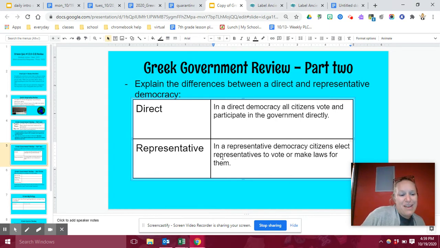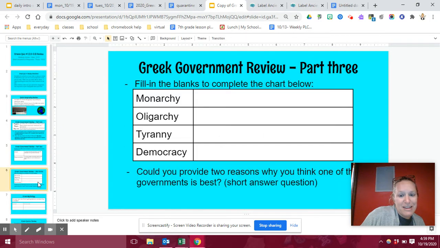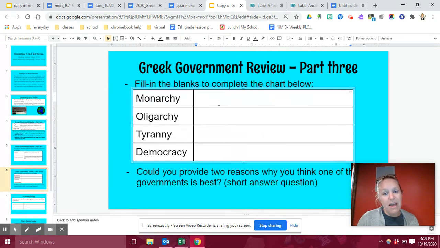Okay, so moving on to government part 3. You have to know the governments. There's a lot of questions. If you don't know what each government is and how each one led to the other, then you're going to struggle on the quiz. So remember that monarchy is rule by one and you inherit the position.